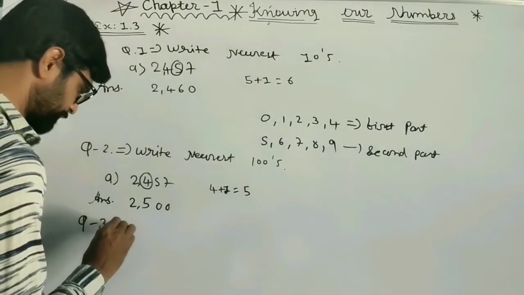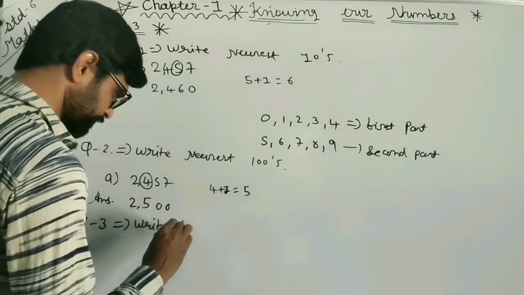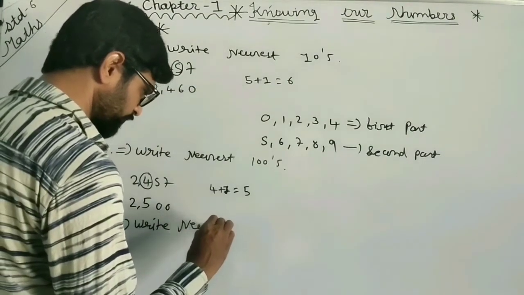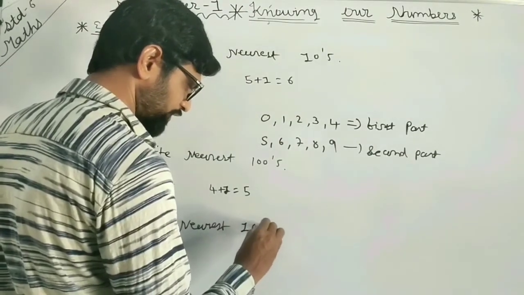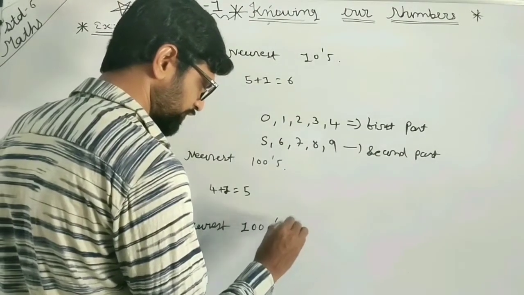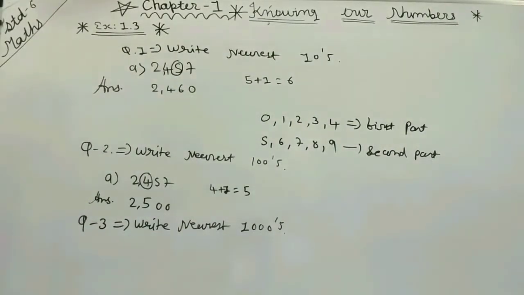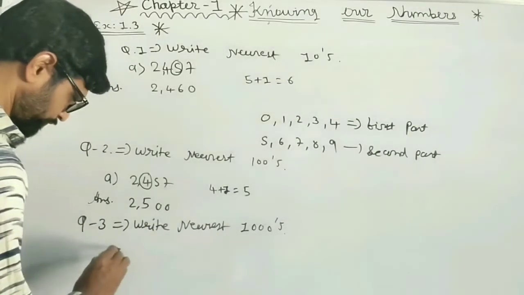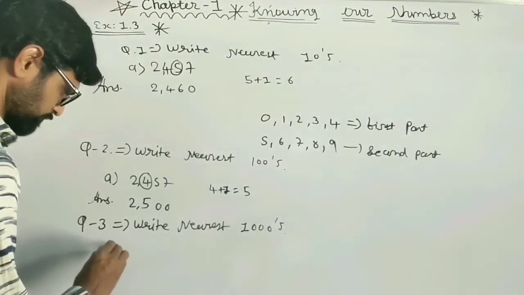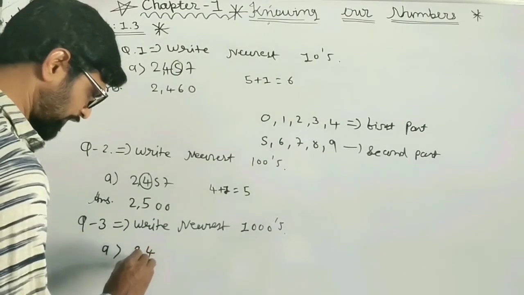Now I am taking nearest to 1000. Question number 3. Write nearest 1000. Sorry, not nearest to 100, nearest to 1000. So what will be your answer? See, it is interesting. It may be different from the above 2 questions. Same example I am taking here.